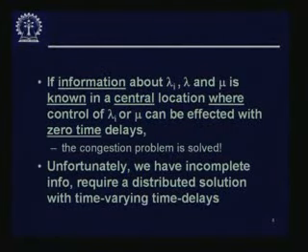If information about lambda 1, lambda n, mu, etc. were known in a central location where control of lambda i and mu could be effected instantaneously with zero time delays, then the congestion problem would be solved. But unfortunately, we cannot do that, because we have incomplete information and we require a distributed solution, with time varying time delays. This is what makes the problem a little difficult.